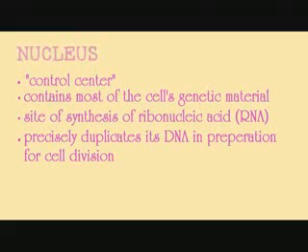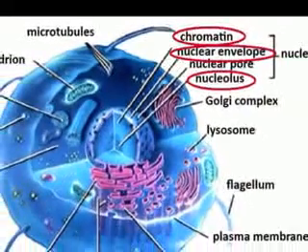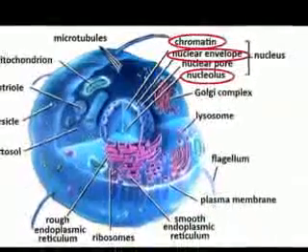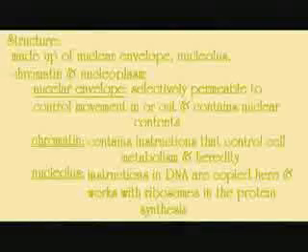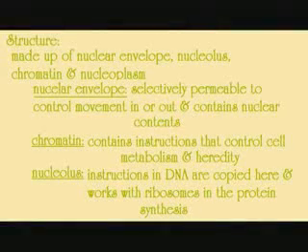It contains most of the cell's genetic material, and it's also the site of synthesis of ribonucleic acid, or RNA. It precisely duplicates its DNA in preparation for cell division. The nucleus has subparts, which are namely the chromatin, nuclear envelope, and the nucleolus.